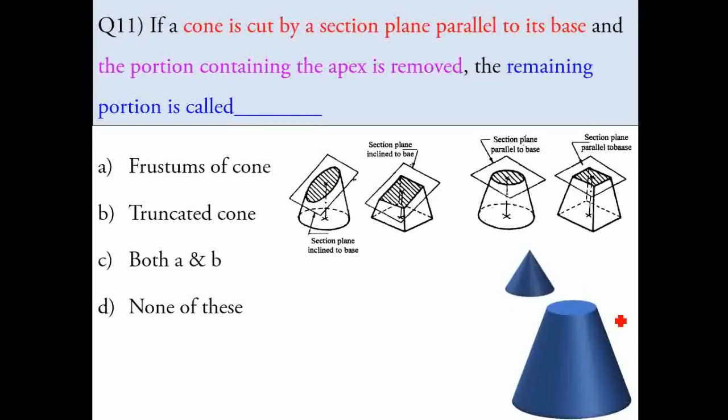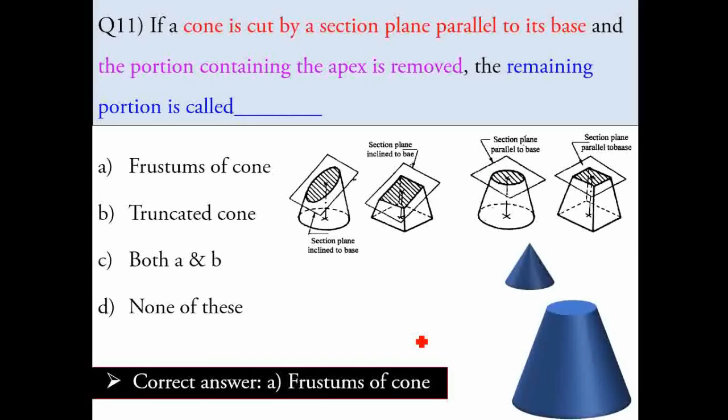Suppose we remove the upper part which contains the apex point. This part is completely removed and the remaining part is called a frustum of the cone, or if it is a pyramid, then a frustum of the pyramid. Remember, only the apex portion is removed, then the remaining portion is called the frustum of the cone or frustum of the pyramid. So the correct answer for this question is option A, frustum of the cone.